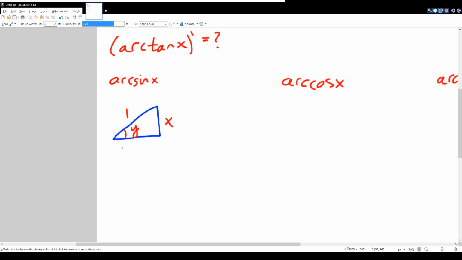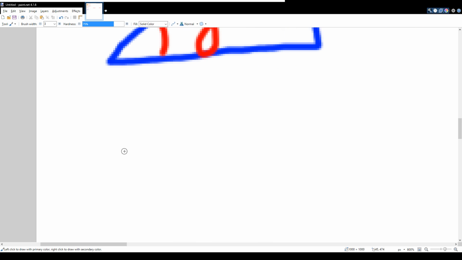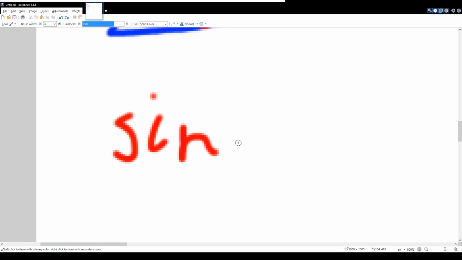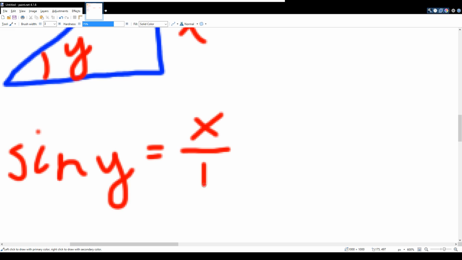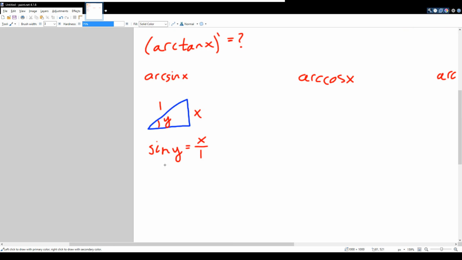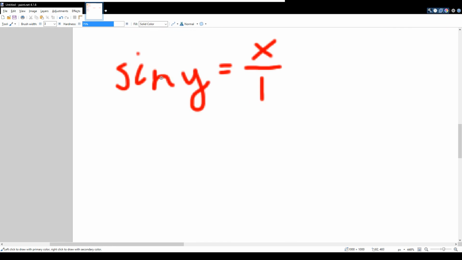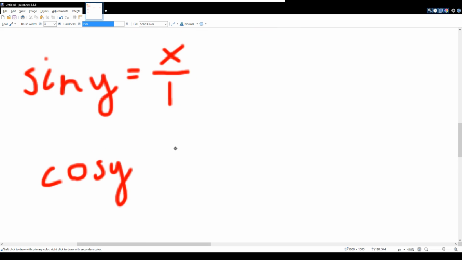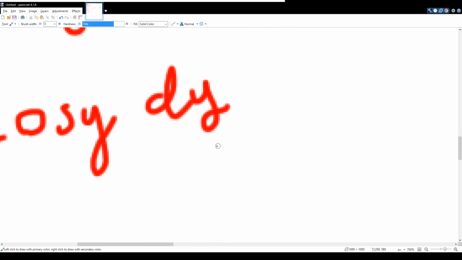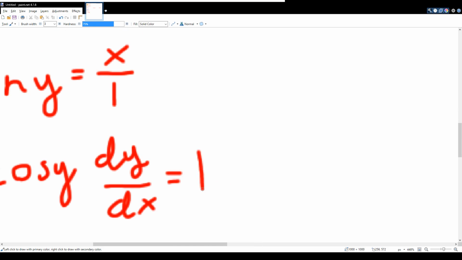And we could set up a ratio that relates y to x to find the derivative. So we know that the sine of y is equal to the opposite over the hypotenuse, which is x over 1. So we're going to take the derivative with respect to x for both sides, and we have to do implicit differentiation on that. So we take the derivative of this outside function, and we get cosine of y times the derivative of the inside function, which is what we're trying to find, dy/dx. And the derivative of x with respect to x is just 1.